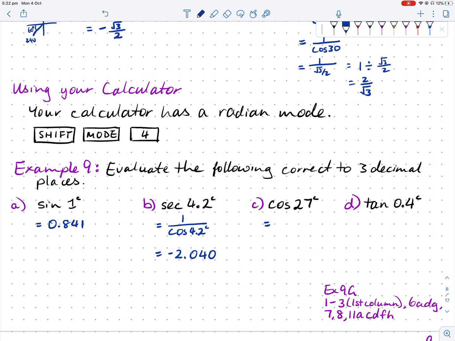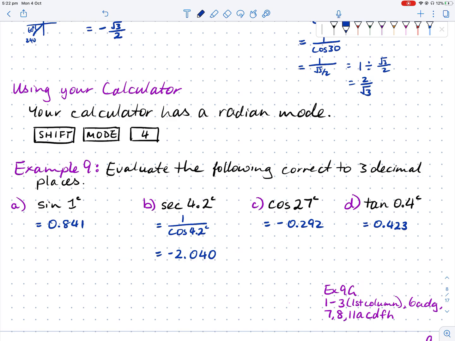Cos 27, so now we can have really large numbers as well. So cos 27, when we put that in, I've got 0.292. And the last one, we're going to put in tan 0.4. And I've ended up with 0.4227, so 0.423, correct to 3 decimal places.